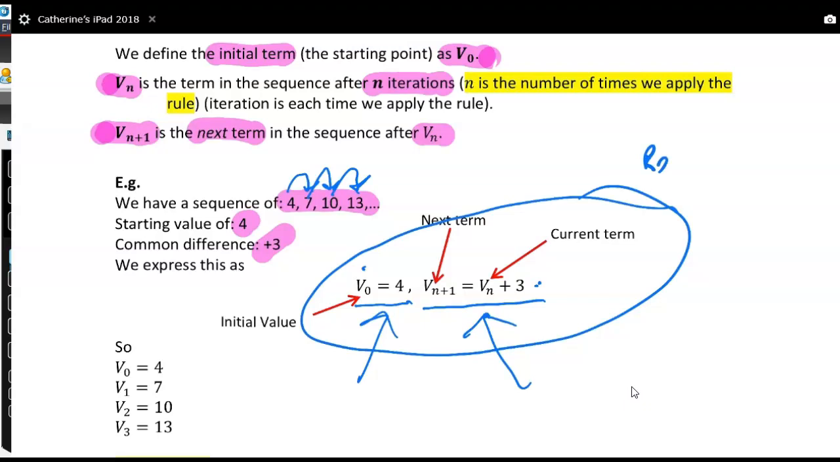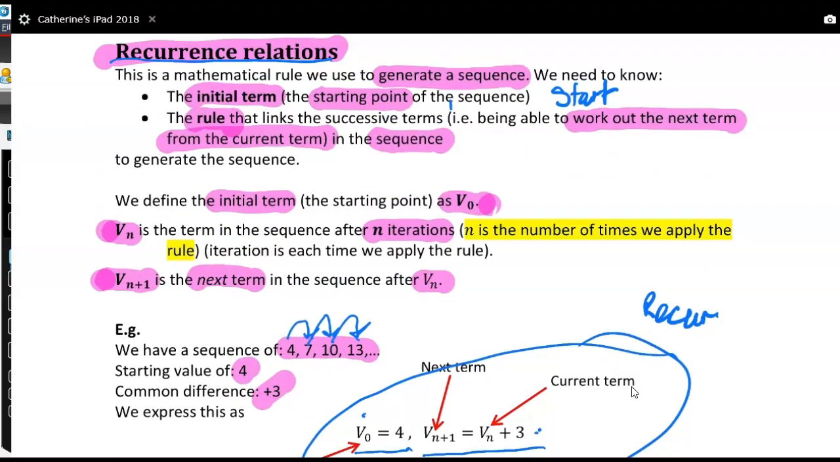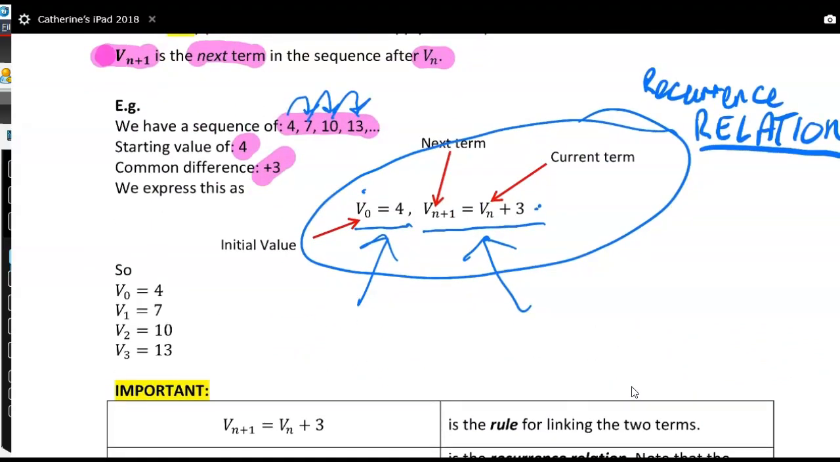So I'll write that out. Recurrence relation. I'll make that uppercase, because it's a relationship. That's why we have to have both of them there.